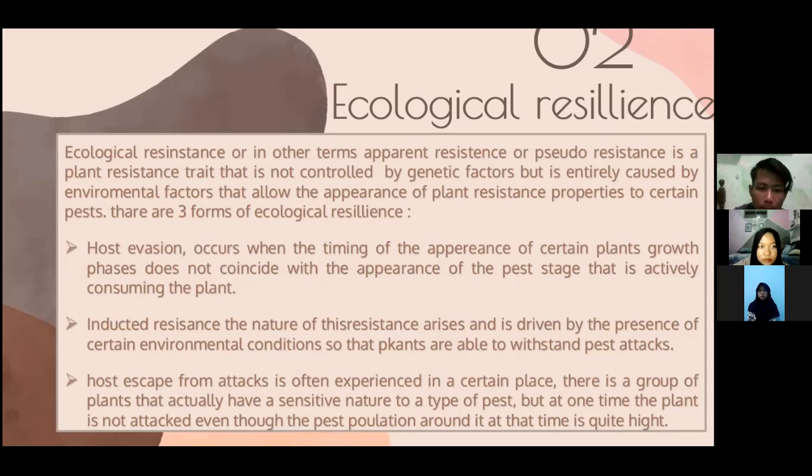Two, induced resistance. The nature of this resistance arises and is driven by the presence of certain environmental conditions so that plants are able to withstand pest attack. Three, escape from attack is often experienced in a certain place. There is a group of plants that actually have a sensitive nature to a type of pest, but at one time the plant is not attacked even though the pest population around it at the time is quite high.